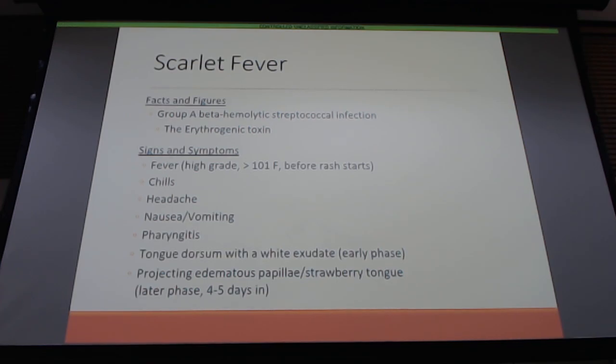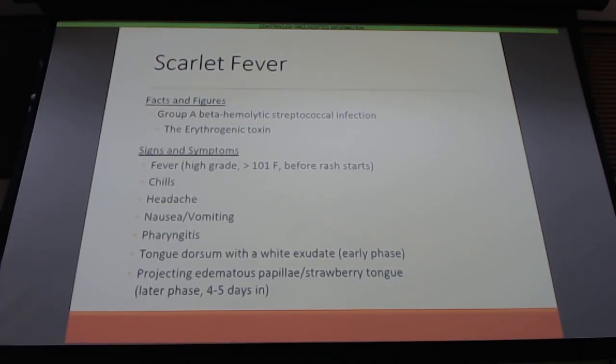So high grade, greater than 101. Key here, the fever starts before the rash does. In some cases, the rash starts before the fever, but in this case, the fever starts before the rash. And have some chills, headaches, nausea, vomiting. I would probably highlight the bottom two.